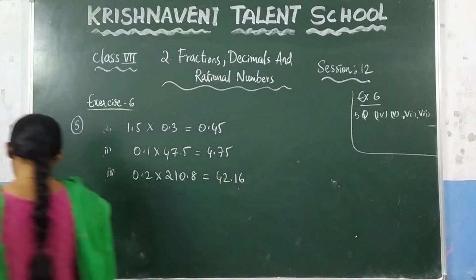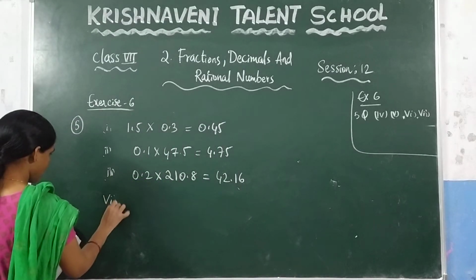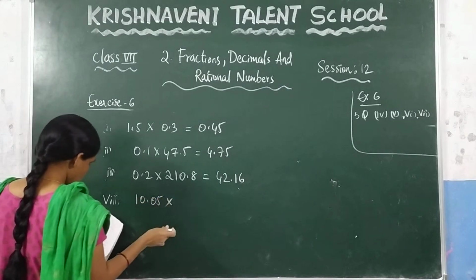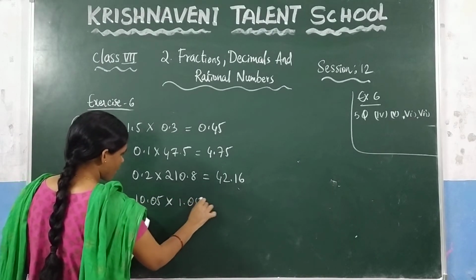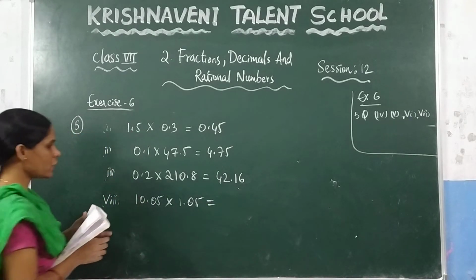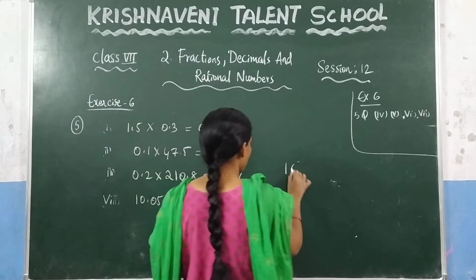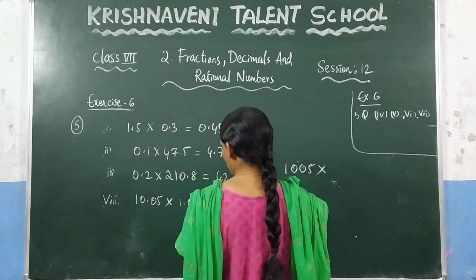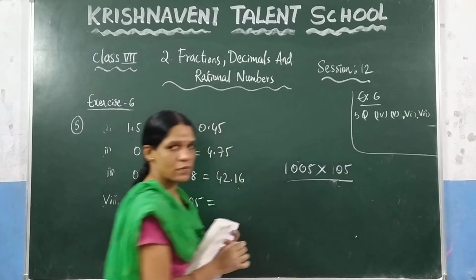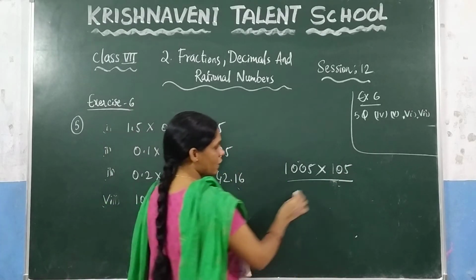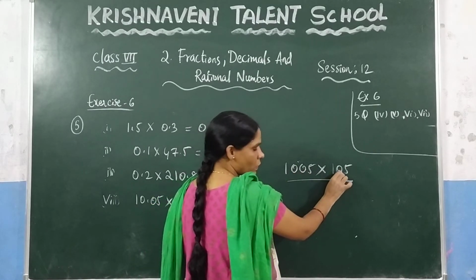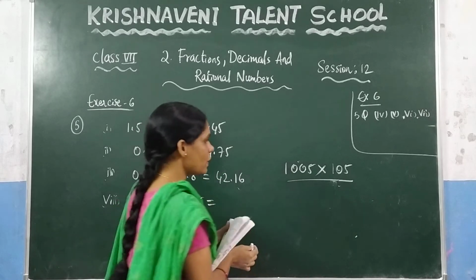So what is the eighth question given here? 10.05 into 1.05. So you need to find this value. So leave the decimal point. So what do you get here? 1005 into 105. You need to make the product of these values, and you know how to do the calculation. First you need to multiply 5 to this number, and after that multiply with 0, and after that multiply with 1.